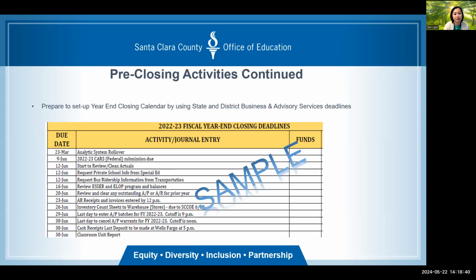Let's set up a year-end closing calendar by using the state and district business service deadline calendar. As Anna mentioned earlier, here's a sample of a year-end closing calendar. You have the first column, the date, the second column, the activity, the third column could be fun, and the fourth column, you can add the assignment, who will be doing the closing. And then the next step would be year-end closing, and Jamel will be introducing the process.